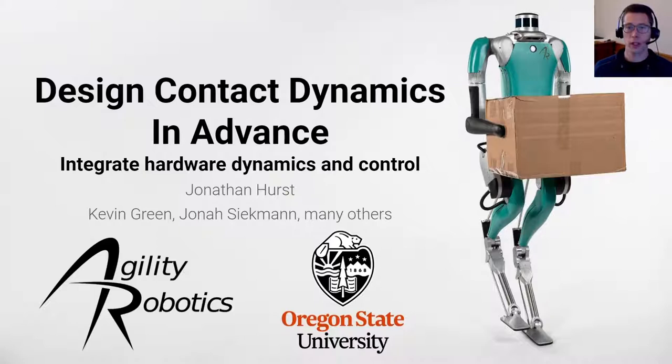Today I'm going to talk about designing contact dynamics in advance. And what I mean by this is, anytime you have physical interaction with the world, anytime a robot with arms or legs or any sort of manipulation task is going to be encountering surfaces unexpectedly, it's not the sort of thing you can react to easily, so you have to create those dynamics for an unexpected contact ahead of time.